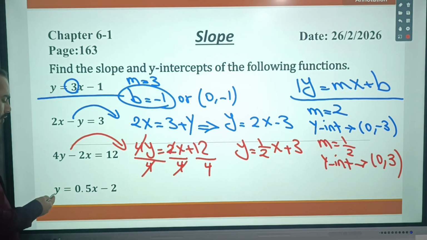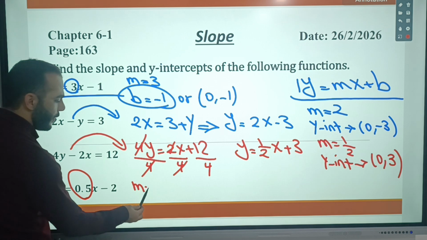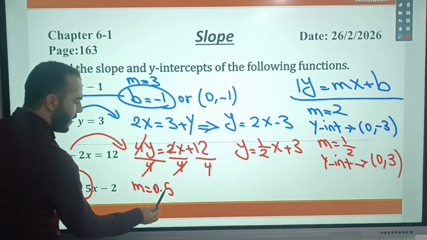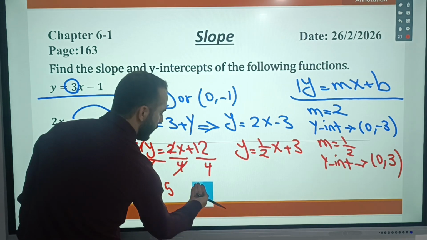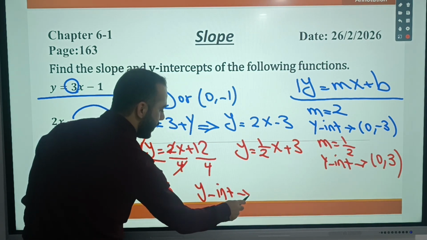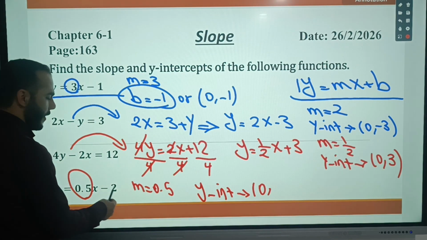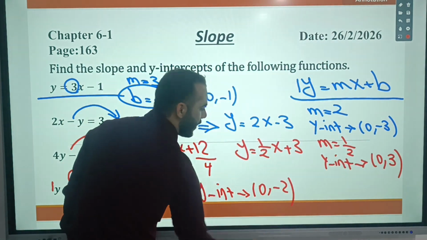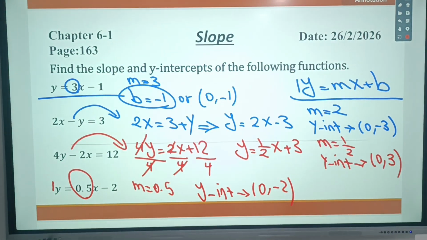How about this one? Simply we can see clearly that y is alone with coefficient 1. Therefore, this number 0.5 is the slope. So the slope is 0.5 and the y-intercept is (0, -2). That's it. I hope that it is understandable by now.